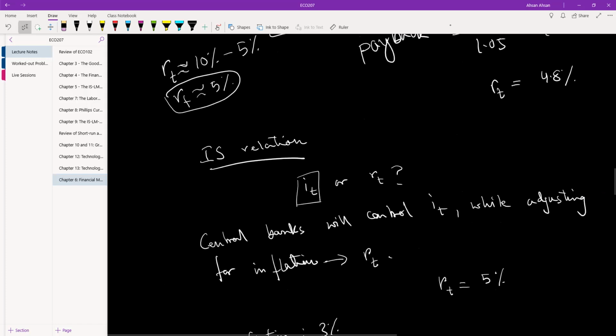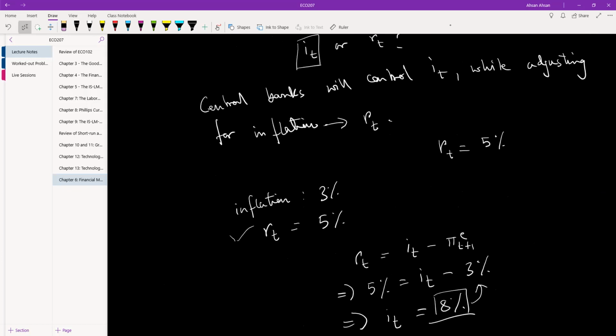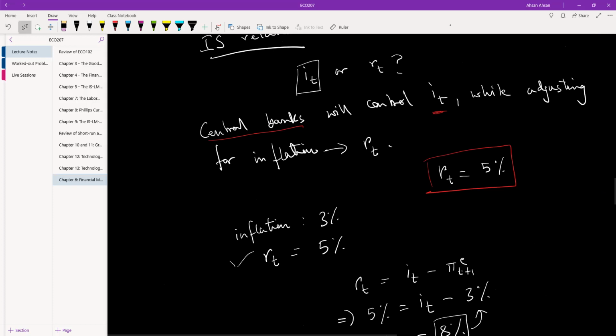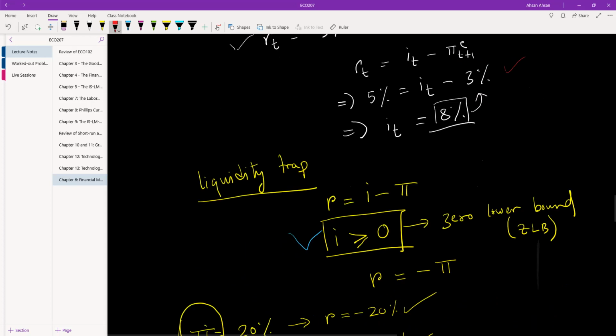Okay. And then we talked about the IS-LM relation. What I tried to explain to you guys is that even though the government or the central bank will control the nominal interest rate, they will do that with an aim of reaching a certain level of real interest rate, which is really what they are after. They don't really care about what the nominal interest rate is. That doesn't matter. It's the real interest rate that they're trying to adjust. And I gave you guys a numerical example to explain that.